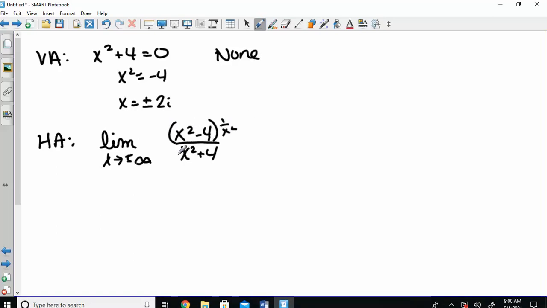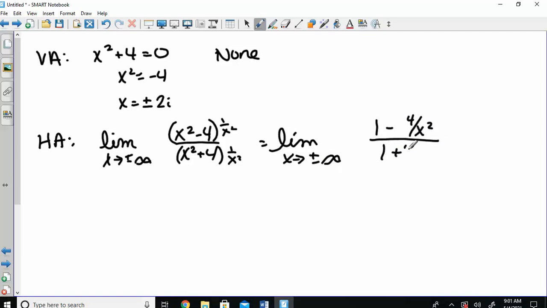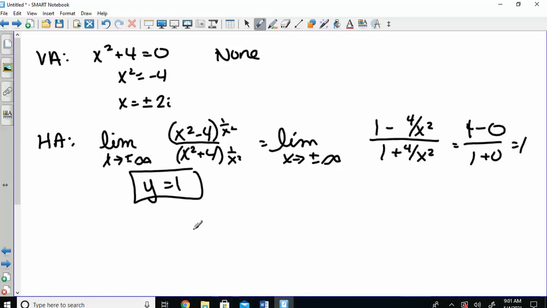We divide it by the highest power of x on top and bottom. We get 1 minus 4 over x squared, over 1 plus 4 over x squared. When you plug in positive or negative infinity, you get 1 minus 0 over 1 plus 0, so we just get 1. So our horizontal asymptote is y equals 1.